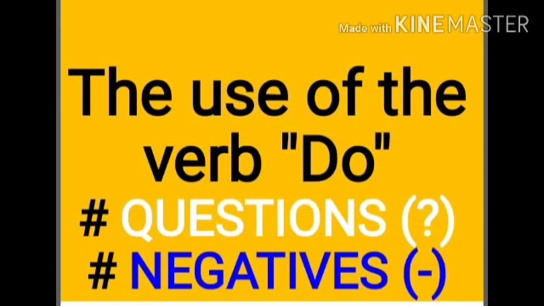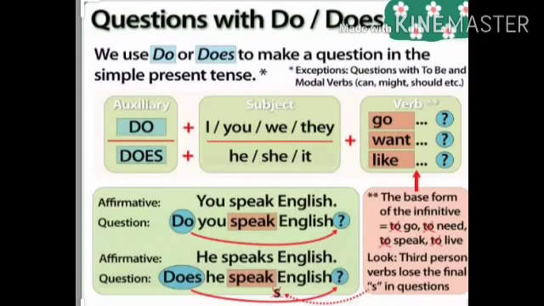Have a look at the use of the verb do. Do and does are used for making questions and negative forms of a sentence. First we will learn how to make questions with do or does. When we are talking about things that happen regularly, we normally use the present simple tense, and for this we need do or does as question words. Let's see how to form questions with do or does.